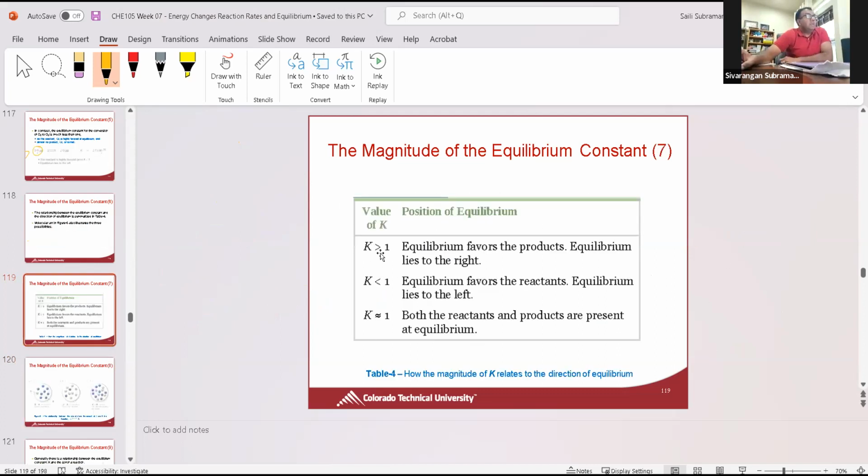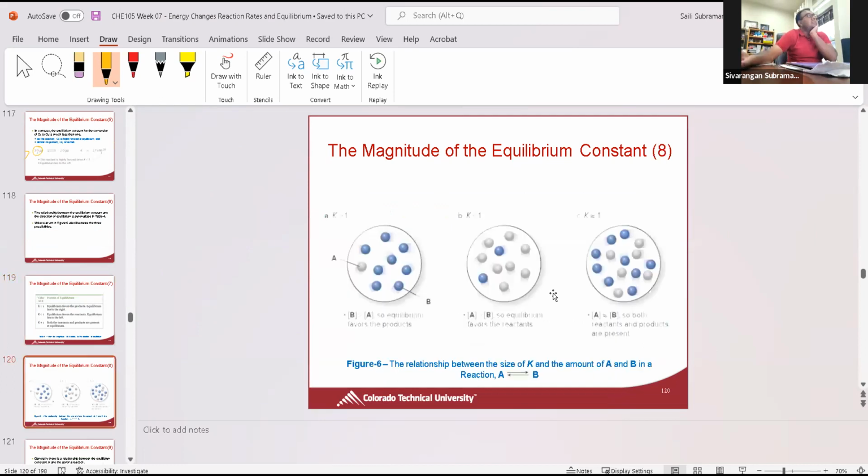So we looked into this: K greater than 1, equilibrium favors the products, equilibrium lies to the right. K less than 1, equilibrium favors the reactants, equilibrium lies to the left. And K roughly equal to 1, both the reactants and products are present at equilibrium.